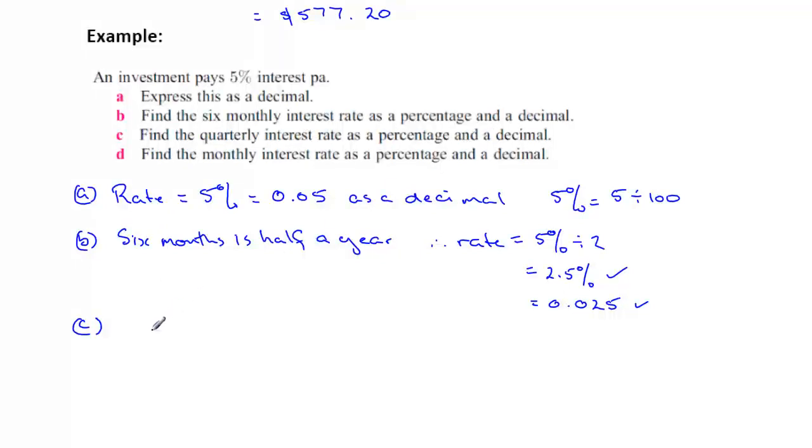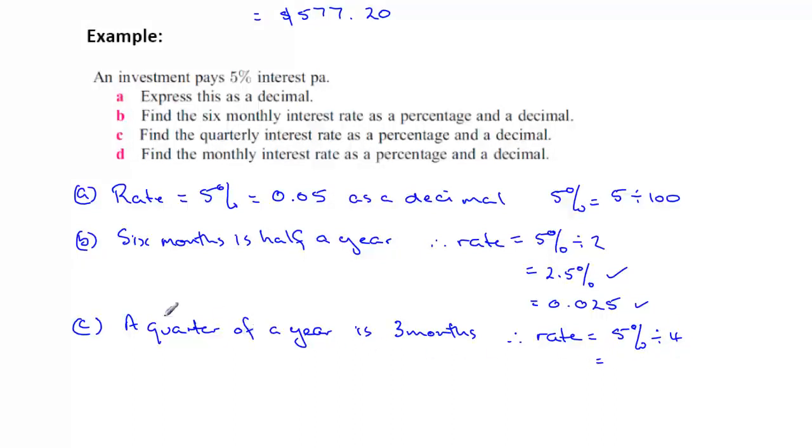C, find the quarterly interest rate. This would be the same thing. So a quarter of a year is 3 months. So another way of looking at it is to look at it in terms of the months. Now, a quarter, there's 4 quarters in a year, so 4 is the number that we need. So the rate would be equal to our annual rate, 5%, and we just divide that by 4 because we've got 4 lots of quarters. So that comes down to 1.25%, and as a decimal is 0.0125. You actually don't round it, you just change it into a decimal.